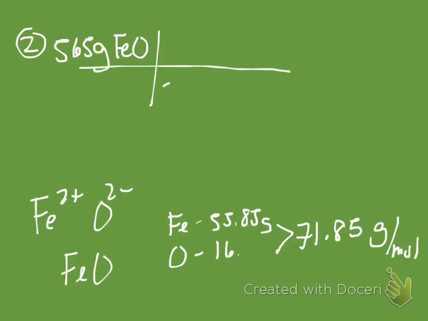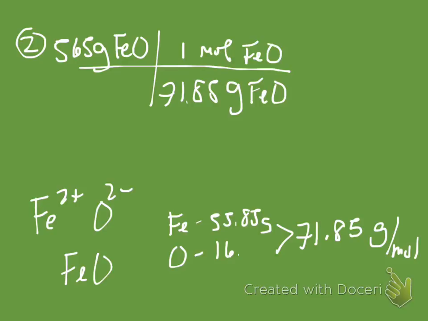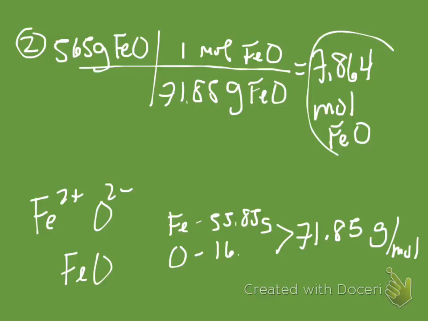So we have the molar mass of iron oxide, 71.85 grams of FeO in every 1 mole of FeO. So at this point, simple division, 7.864 moles of FeO. Oh, and I didn't write the raw number in there. It was like 7.8636047 blah, blah, blah. But we have 4 sig figs to work with. So that's our final.